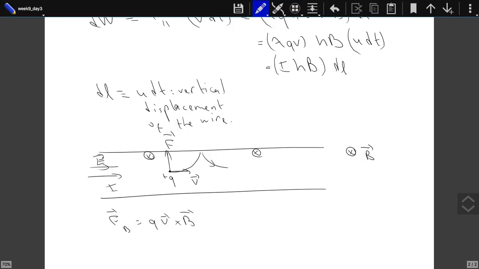The magnetic field will curve them, and the electric field will accelerate them, and they will hit it again, exerting another force.